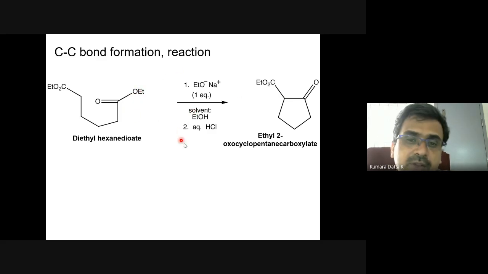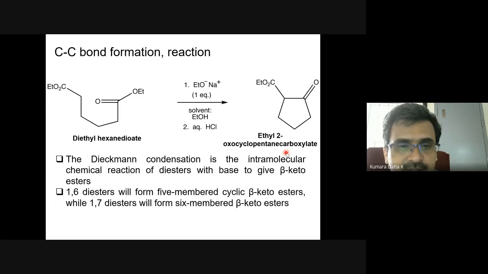Add sodium methoxide with aqueous hydrochloric acid mixed. We get, we are closing it. Now you see OEt has gone and we are making a five membered ring. Take a six carbon chain, make a cyclopentane carboxylate. So this kind of reaction is referred to as Dieckmann condensation.